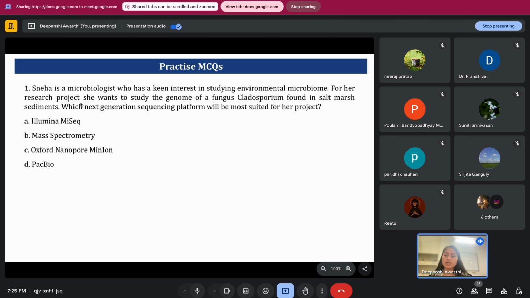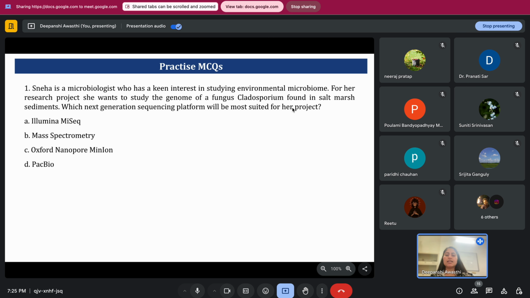So question number 1 is that Sneha is a microbiologist who has a keen interest in studying environmental microbiome. For her research project, she wants to study the genome of a fungus, Cladosporium, which is found in salt marsh sediments. Which next generation sequencing platform will be most suited for her project? So these are some sequencing platforms. One is Illumina MiSeq, one is mass spectrometry, one is Oxford Nanopore MinION, and one is PacBio.